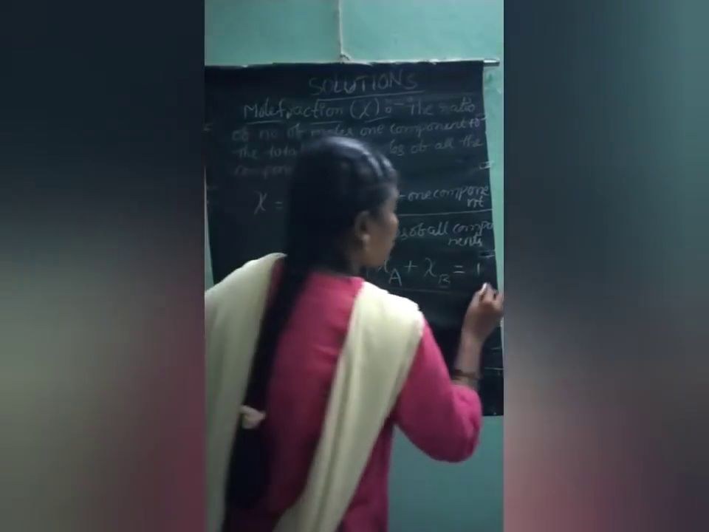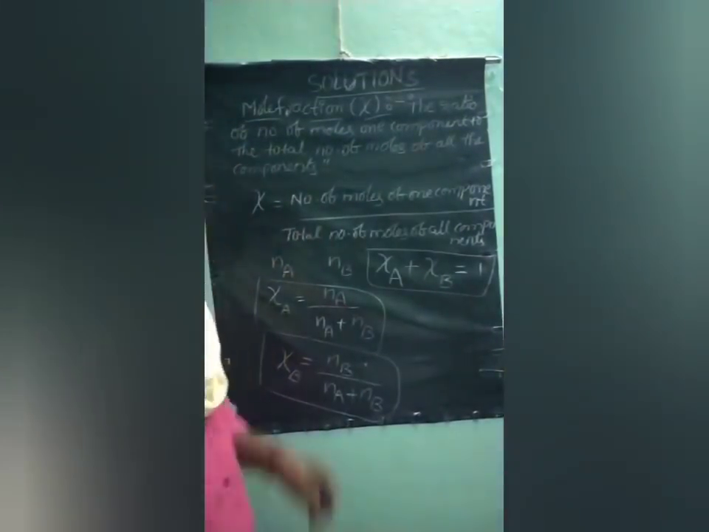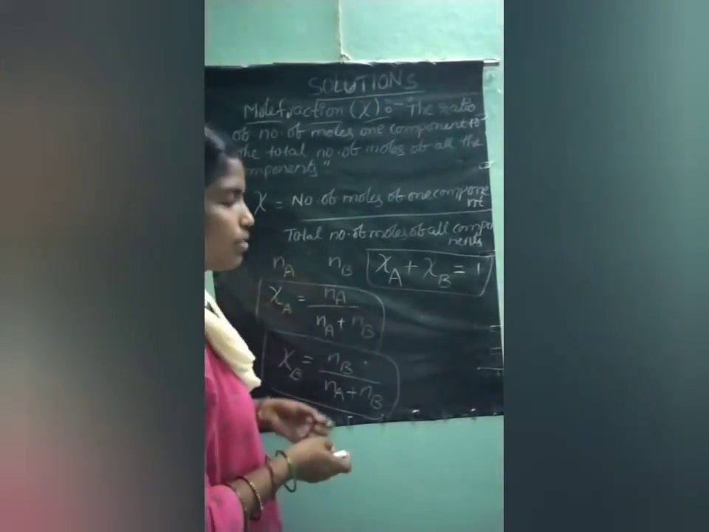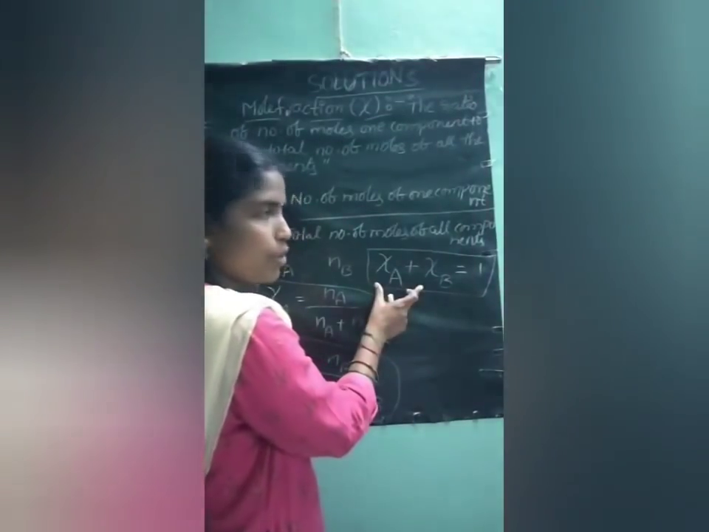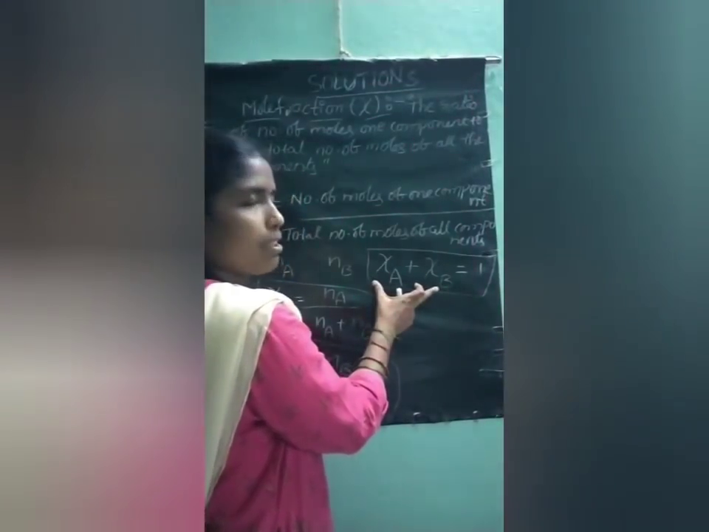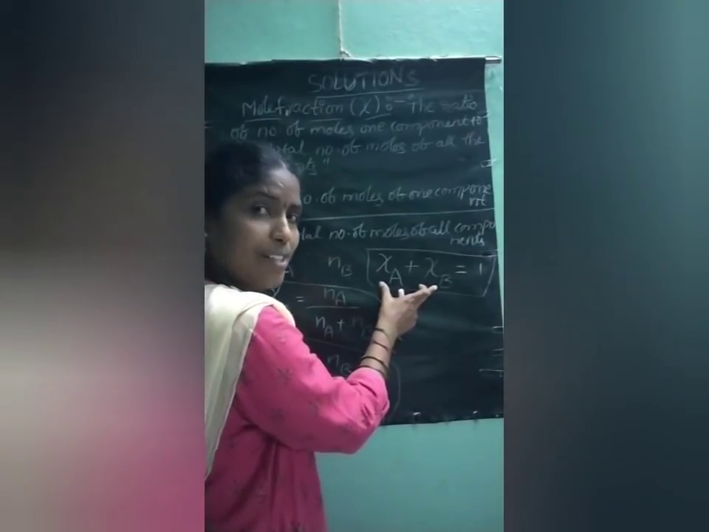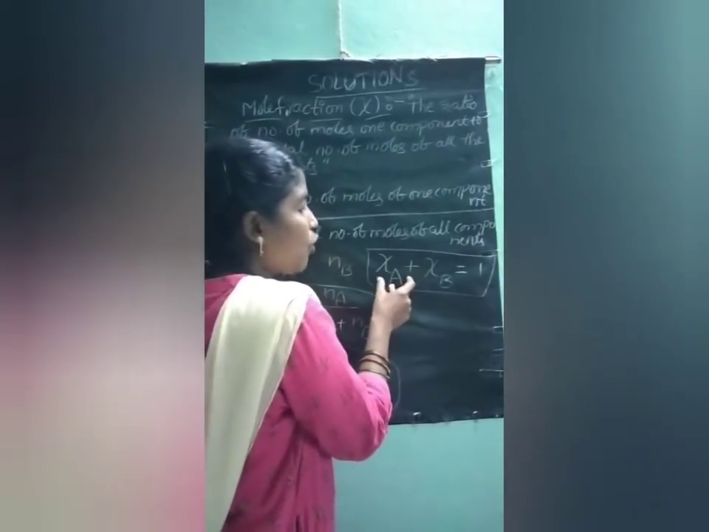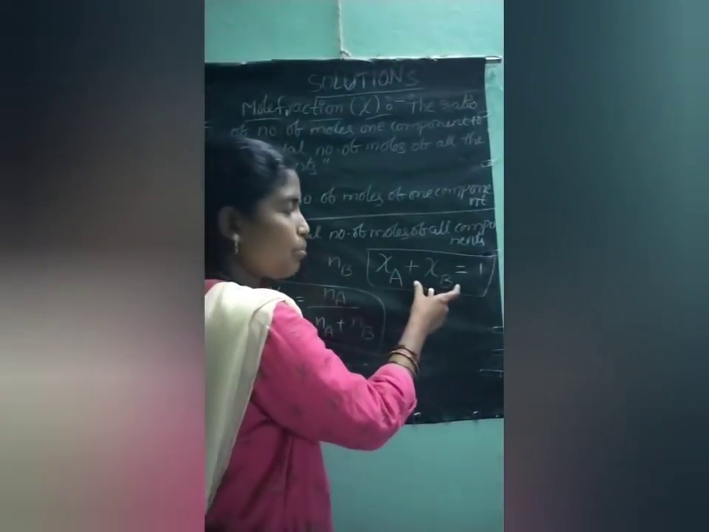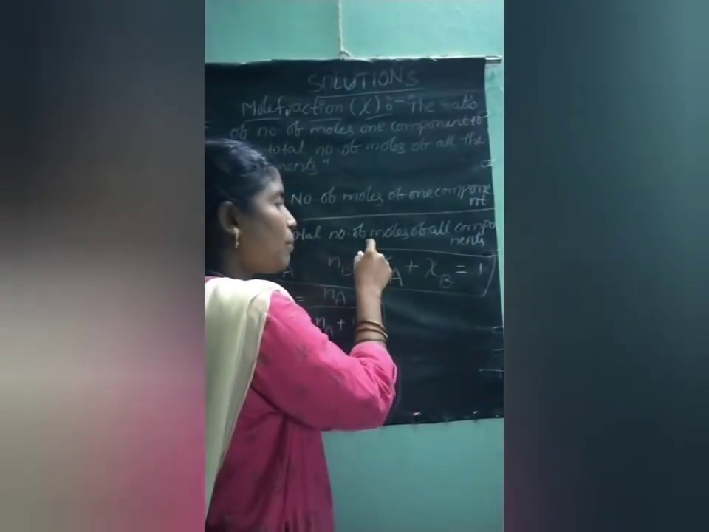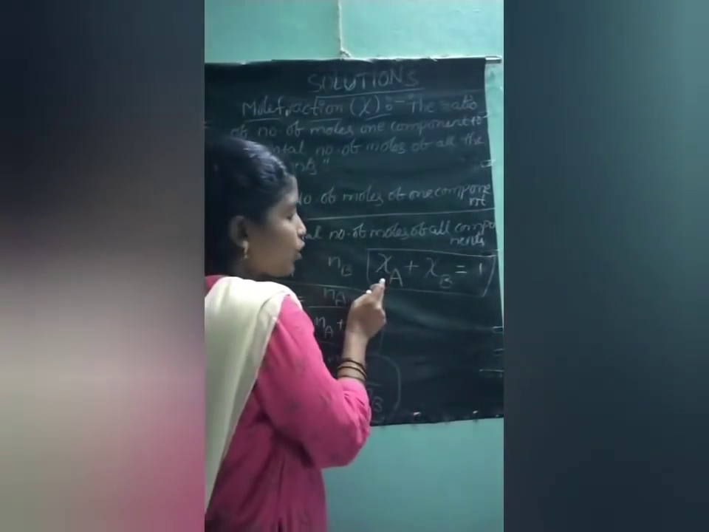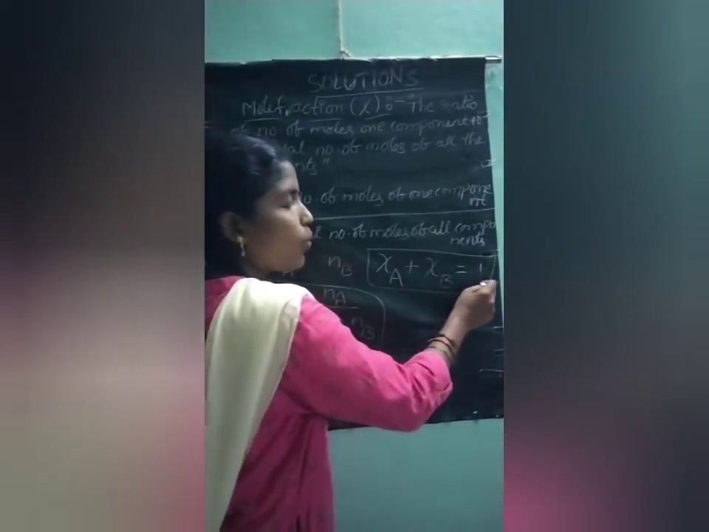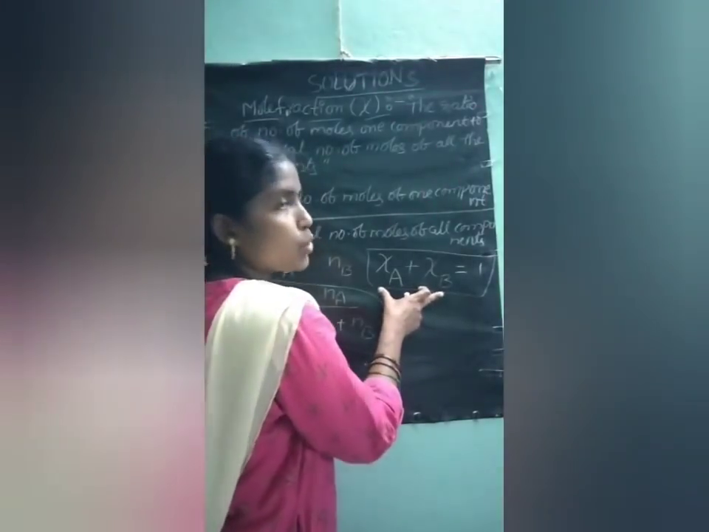So it is also one of the formulas used in EAMCET or NEET competitive exams. When one of the mole fractions is given in the problem, the second mole fraction we can find out using this formula. So the mole fraction of the first solution plus the mole fraction of the second solution, Xb, is equal to 1. Here I am taking only two solutions.